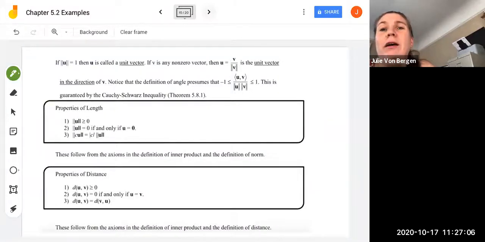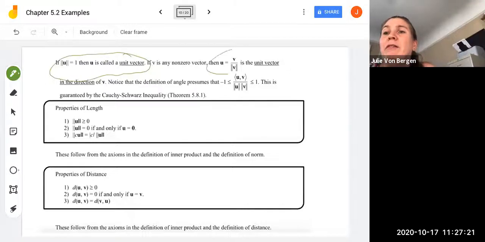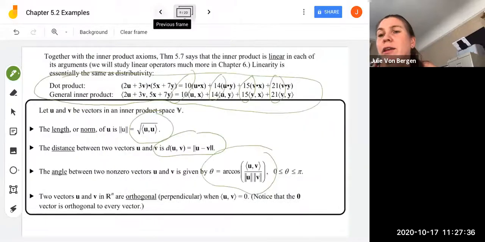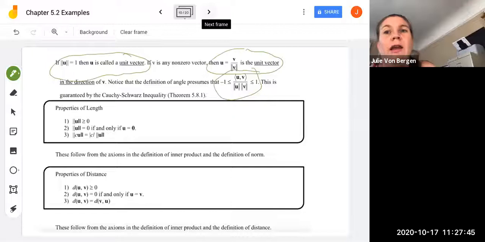Okay, so if the norm of a vector u is 1, then u is known as a unit vector. If v is any non-zero vector, and it has to be non-zero because we don't want a 0 in the denominator, then the unit vector in the direction of v is going to be v divided by the norm of v. Notice the definition of the angle assumes that our values are between -1 and 1 for this calculation of the inner product of u, v over the norm of u, norm of v, because that's the domain for arc-cos. And this is guaranteed by the Cauchy-Schwarz inequality.